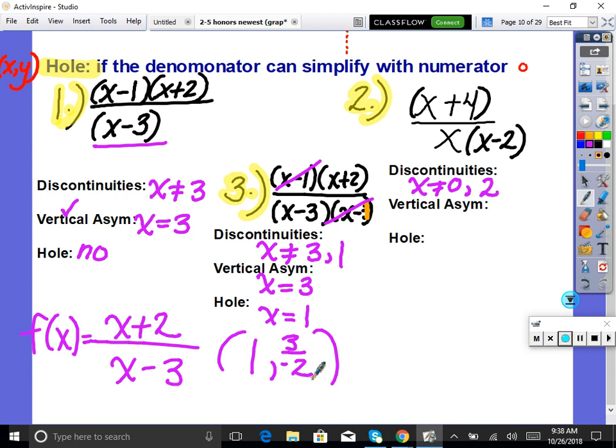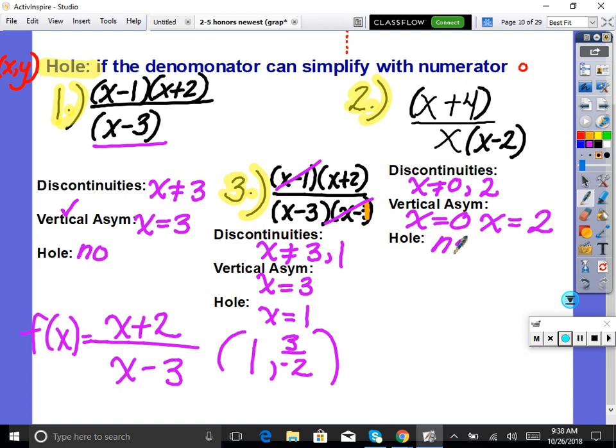All right. Our vertical asymptote here is at x equals what? 0 and x equals 2, because neither of those divided out. There can be many, many vertical asymptotes. We draw both of those in. What's my hole at?